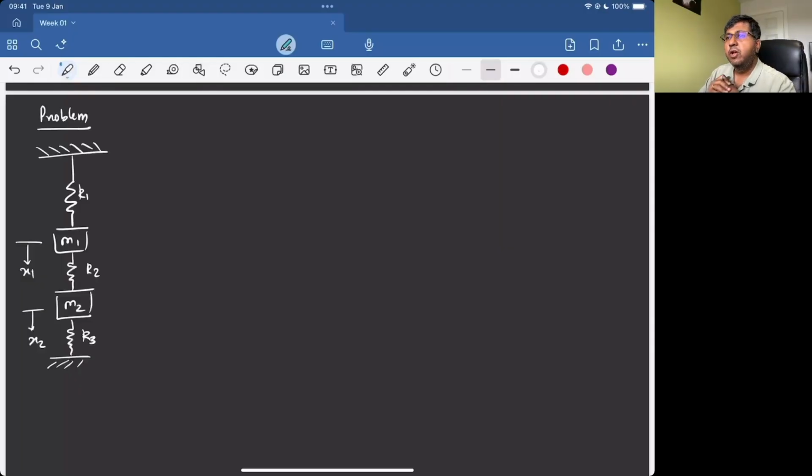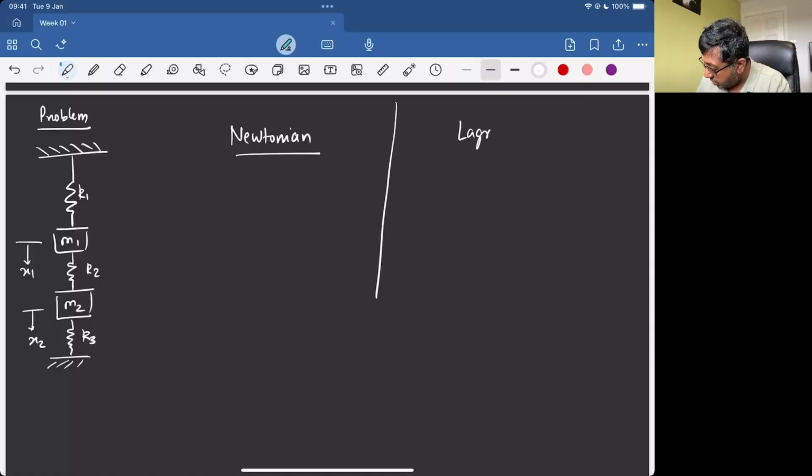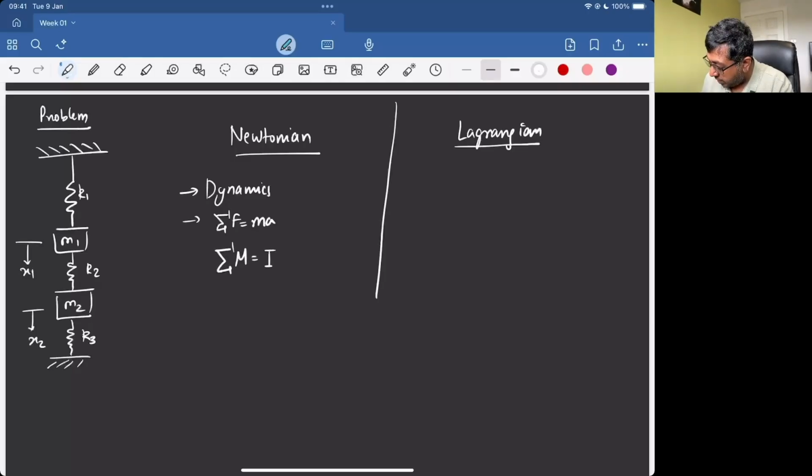Okay. So we have 2 ways to solve this problem. One is the Newtonian method, and one is what's called the Lagrangian. So far in your earlier dynamics module, you used the Newtonian method. So what did you do? You said summation of F is equal to m into acceleration, right? Or summation of moments, which is I, moment of inertia, into theta double dot or angular acceleration.